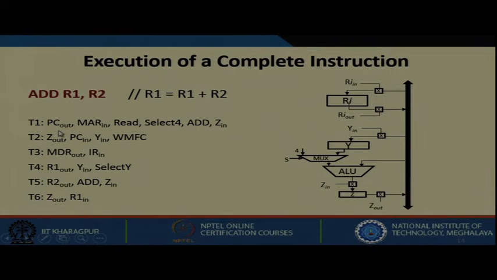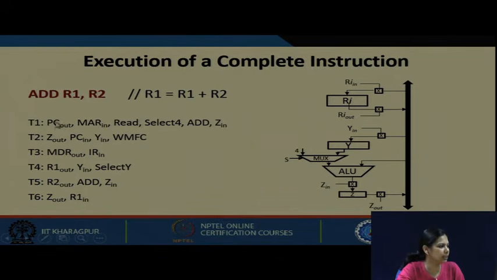Once it is done, the data which is present will be brought in through MDR, and then from MDR it will go to IR. So, we have to fetch the instruction in this particular case. For fetching the instruction, let us see what steps are required. We do PC out; the content of the PC stores the address of the next location that is to be executed. We do PC out, MAR in, and we activate the read control signal.